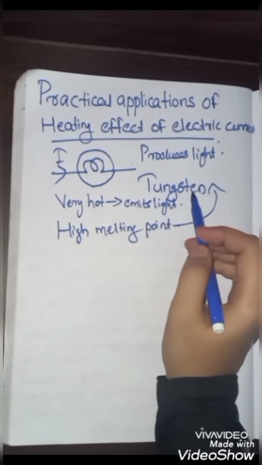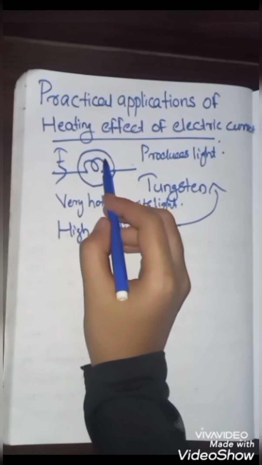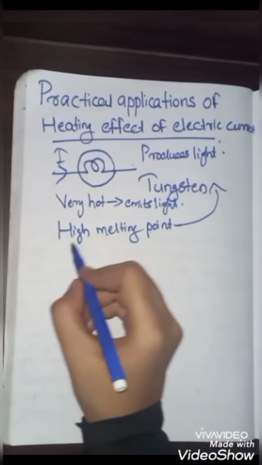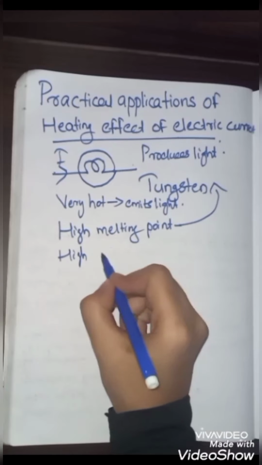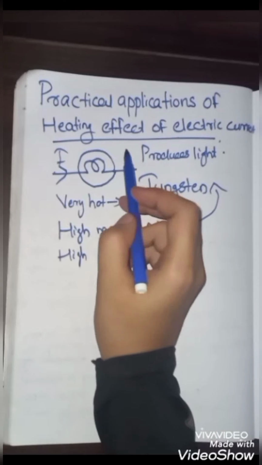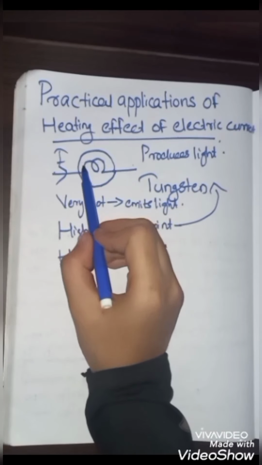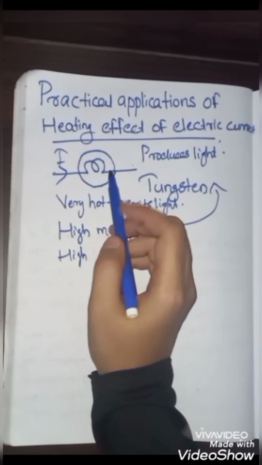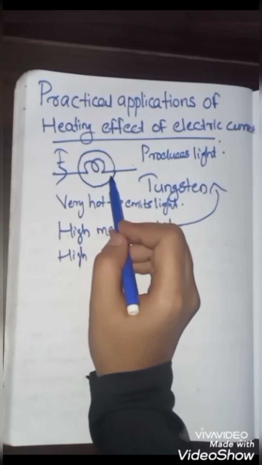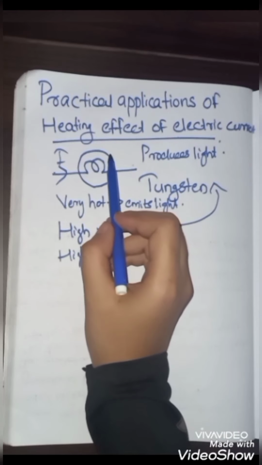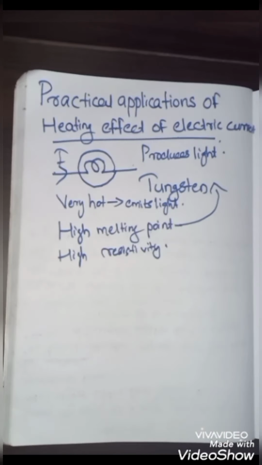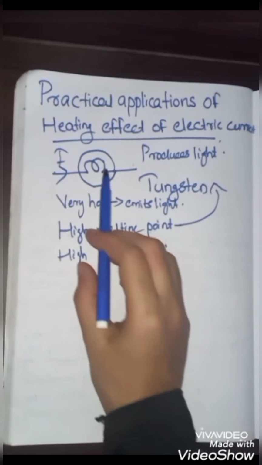So we use tungsten to make the filament of the electric bulb because of its high melting point and high resistivity. In the bulbs, some gases are also filled. These gases are chemically inactive nitrogen and argon. They are used to prolong the life of the filament.